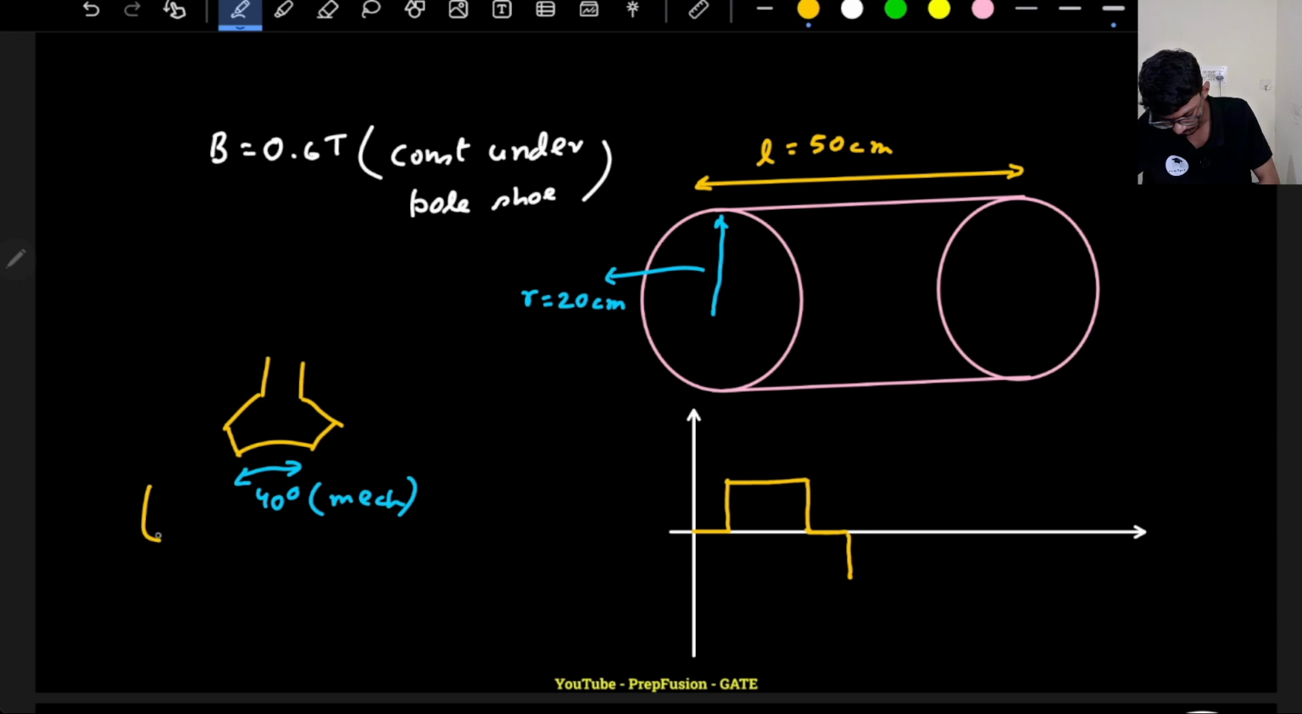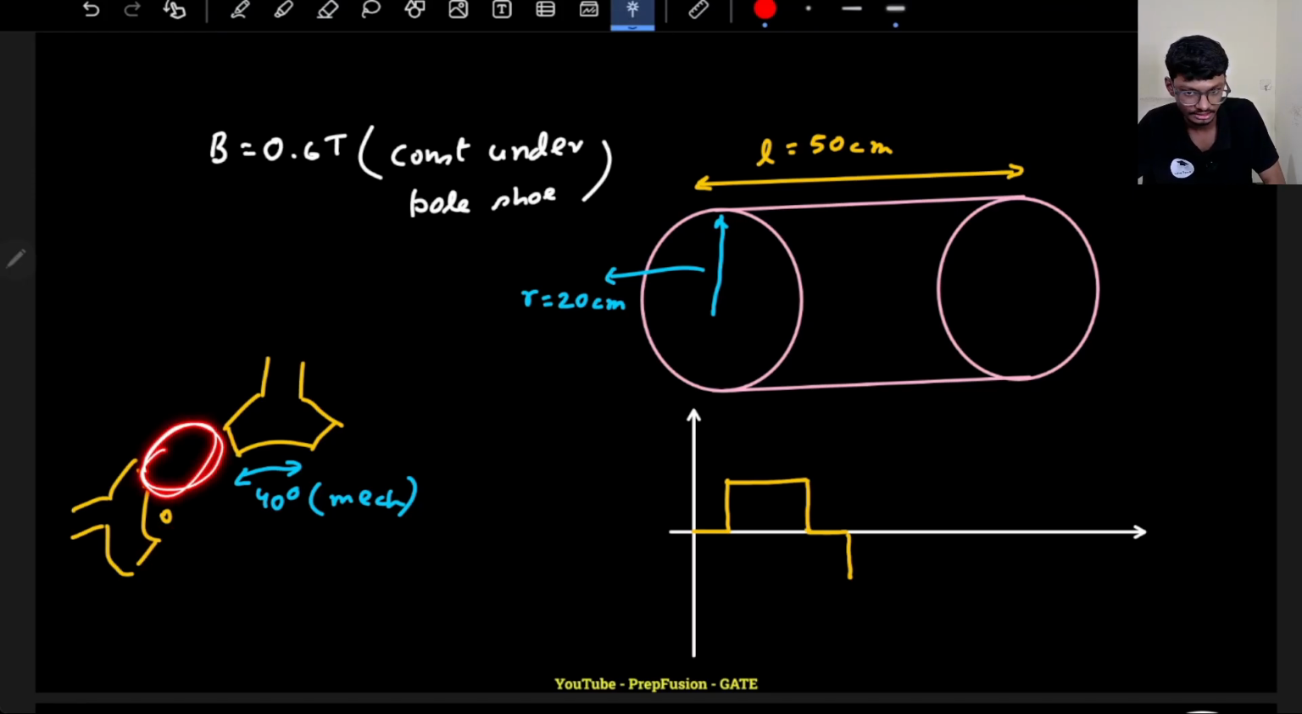Here I will have a pole, correct? My drawing is really bad. So here I will have a pole, so my armature conductor will be here. In this whole region the flux will be constant. Once my armature conductor is here, no pole is there, so flux will be 0. Again, once I reach here, the flux will be there for 40-degree mechanical, right?